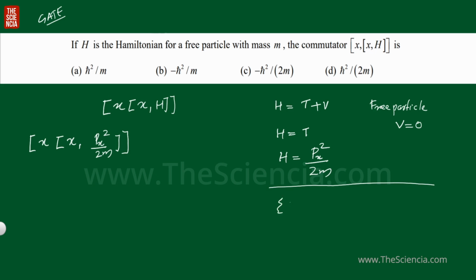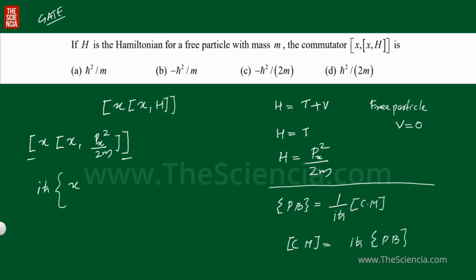What is it? Poisson bracket is equal to 1 by iħ of commutator bracket. Right. So commutator bracket will be equal to iħ of Poisson's bracket. Right. So I can replace all this commutator bracket by multiplying iħ. So first I am taking these two brackets, that is I am multiplying with the iħ into x. Here I am leaving this commutator bracket as itself, x px square by 2m.